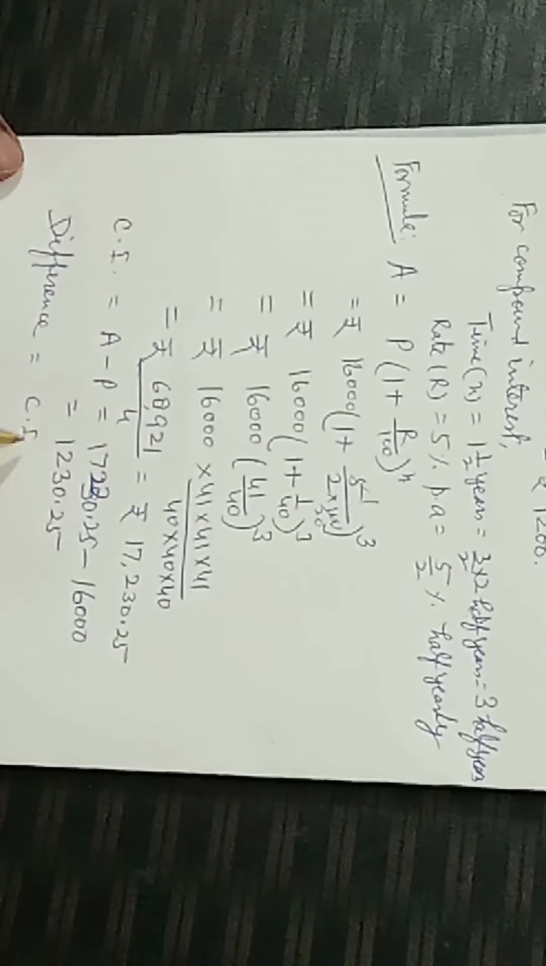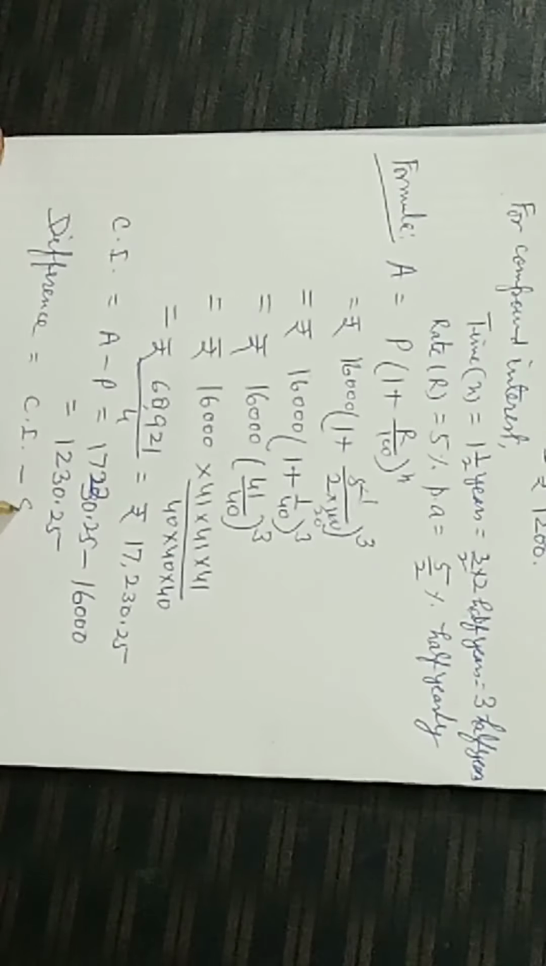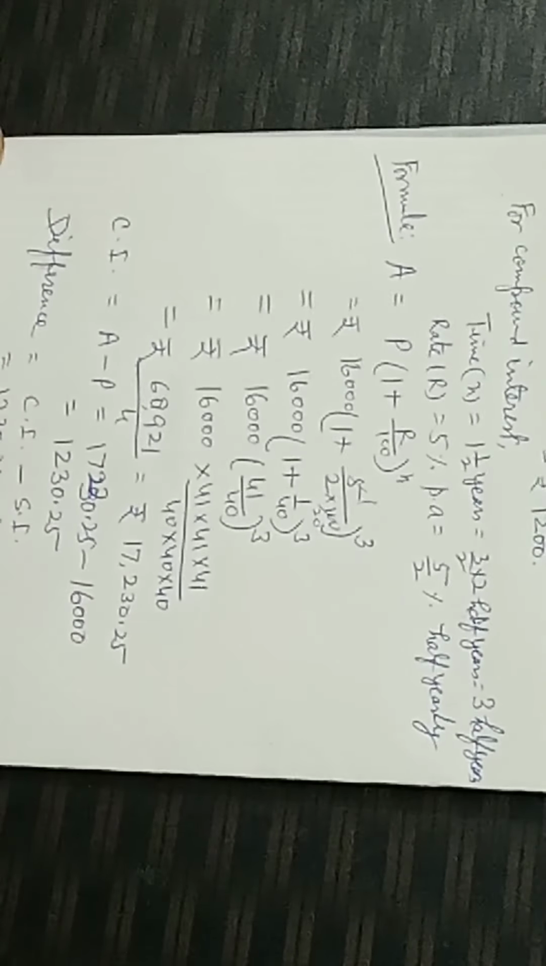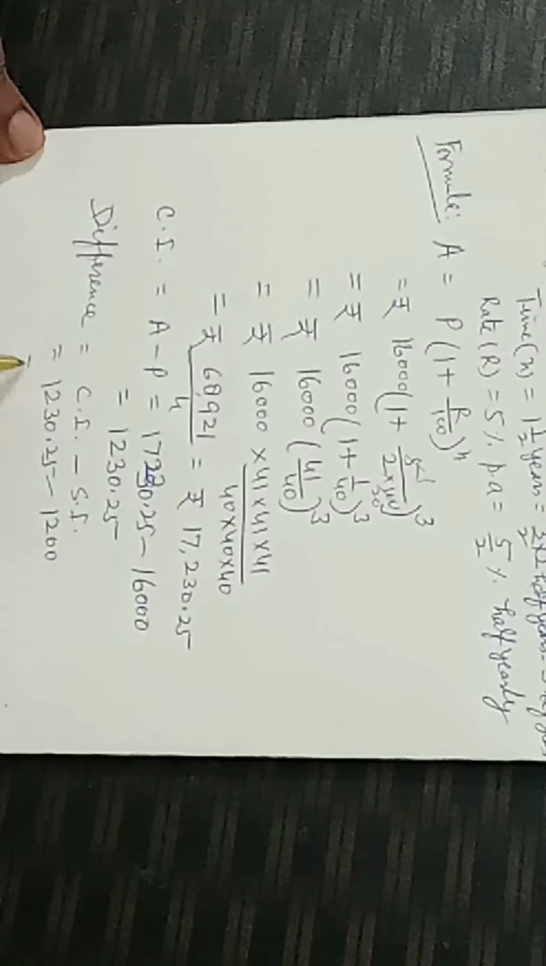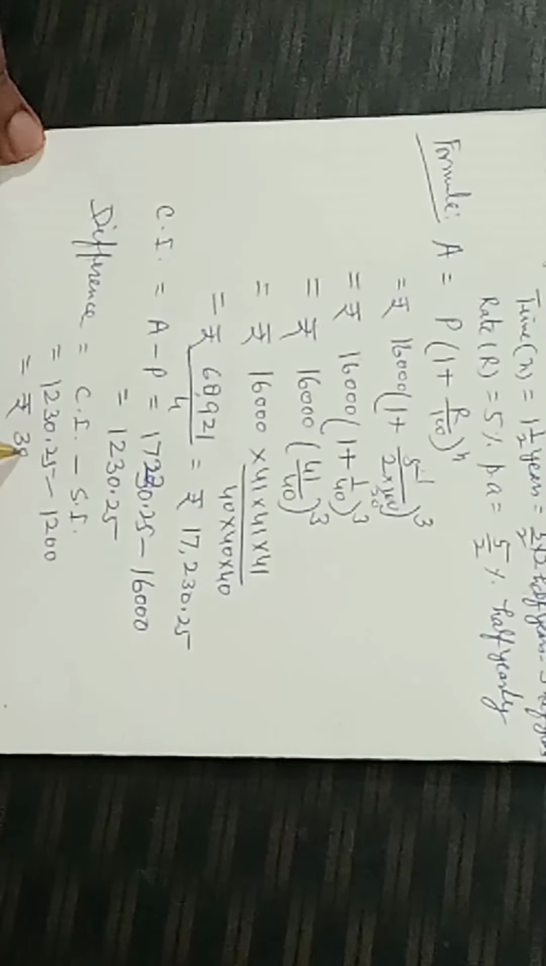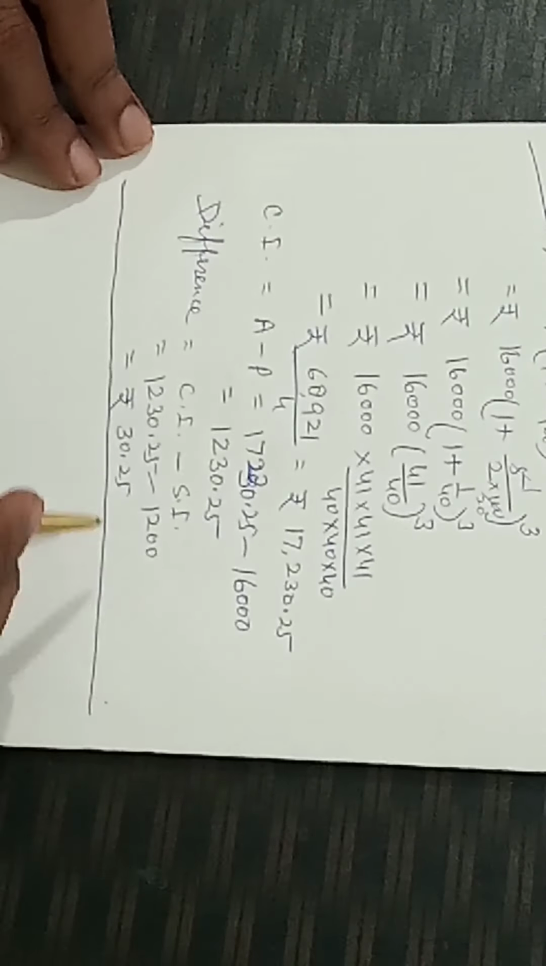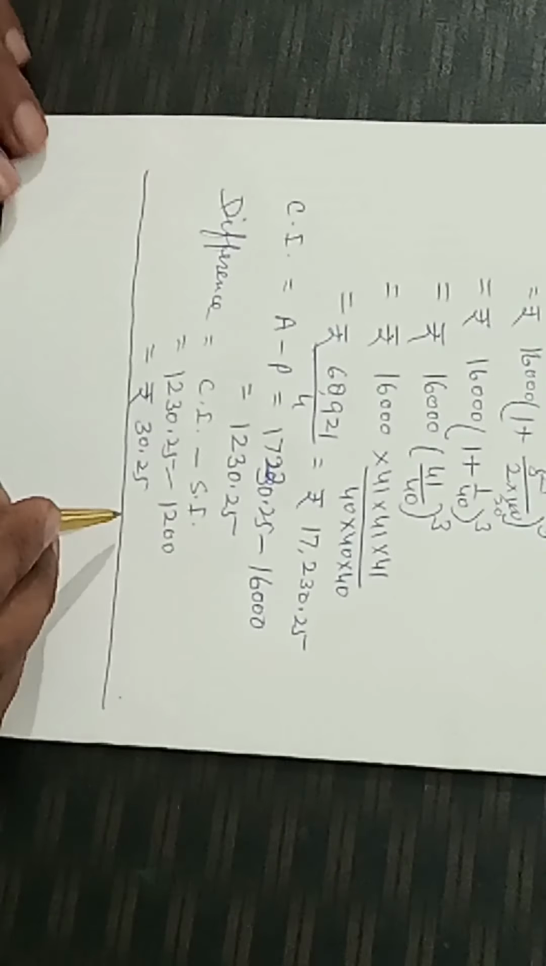Difference. Simple interest और compound interest में difference. This is compound interest minus simple interest. Compound interest is 1,230.25 minus this is 1,200. So rupees 30.25 is the difference between compound interest and simple interest.